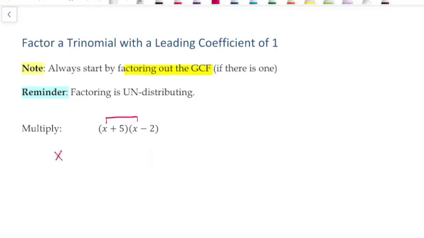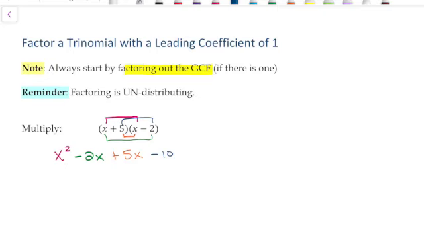X times x is x squared. Let's see, outside. We'll do the outside next. Minus 2x. And then we've got plus 5x, and then we've got 5 times negative 2, negative 10.